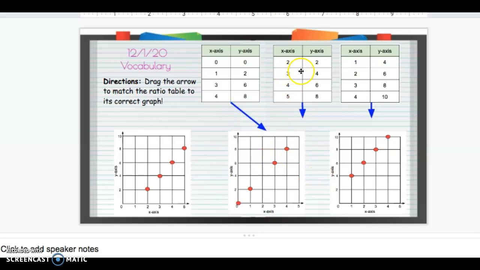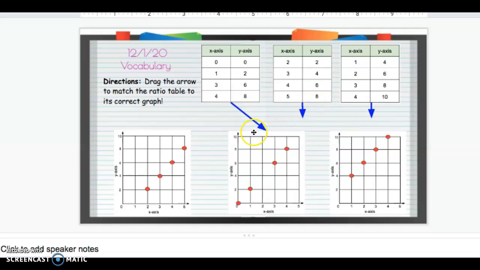Next graph is 2, 2. So I'm going to start here. Walk to my 2, fly to my 2. Perfect. Next one is 3, 4. So walk to my 3, fly to my 4. There's a dot. Next one is 4, 6. Walk to my 4, fly to my 6. There's a dot there too.